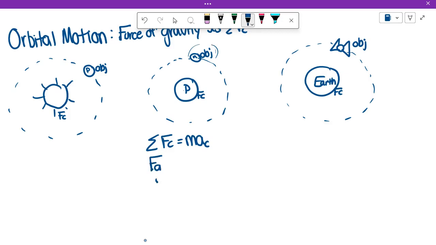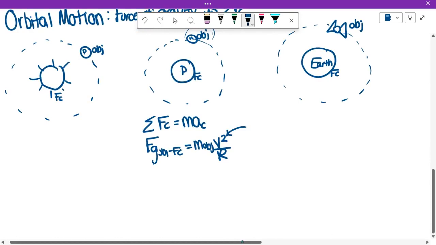Okay. So here, the net centripetal force acting on the object, doesn't matter which object, would be the force of gravity. Okay? And that would be the force of gravity on the object by the field creator. Okay? And then that would equal the mass of the object. And remember, the centripetal acceleration is v squared over r. Okay? Because that centripetal acceleration changes our direction without changing our speed.